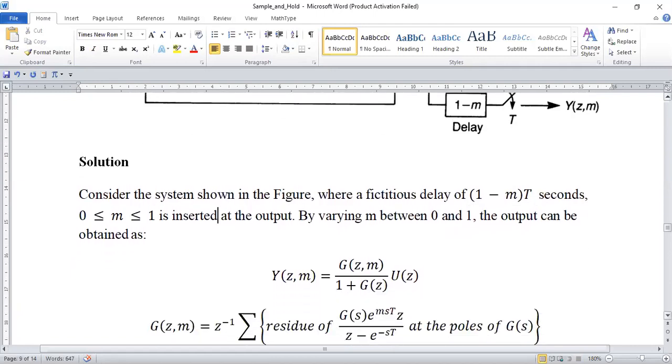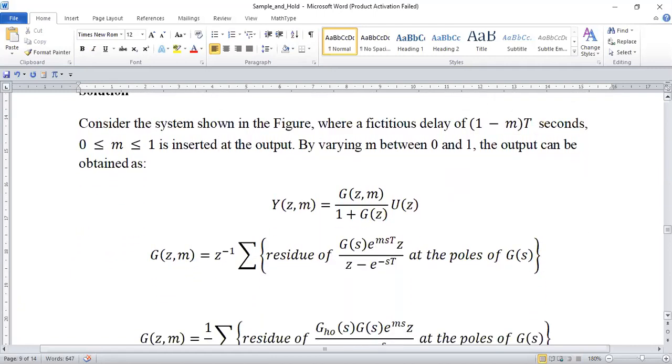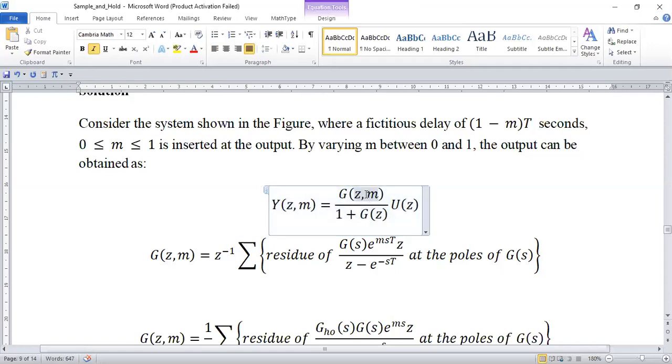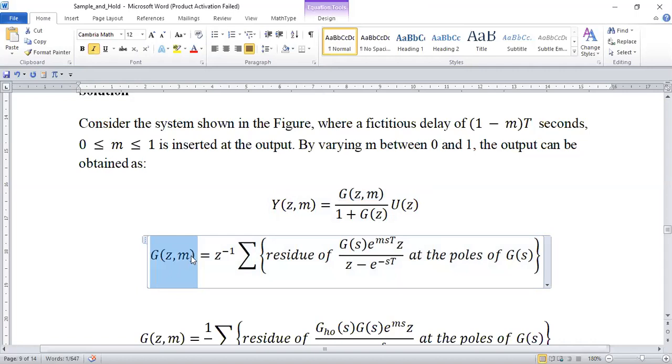So in order to do this, I will make use of two formulas. This is the formula to get the output using the modified Z transform. Remember, there is G(z,m), where G(z,m) is the modified Z transfer function, and this is the formula we're going to use to get it. We are using the residue method, and you multiply the original transfer function with this, then we get the residues at the poles of G(s).